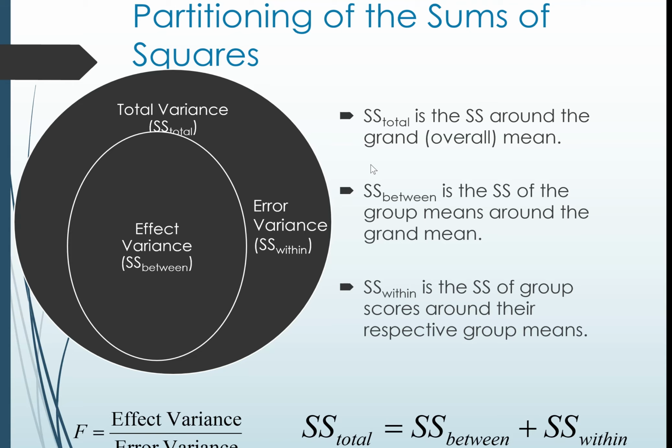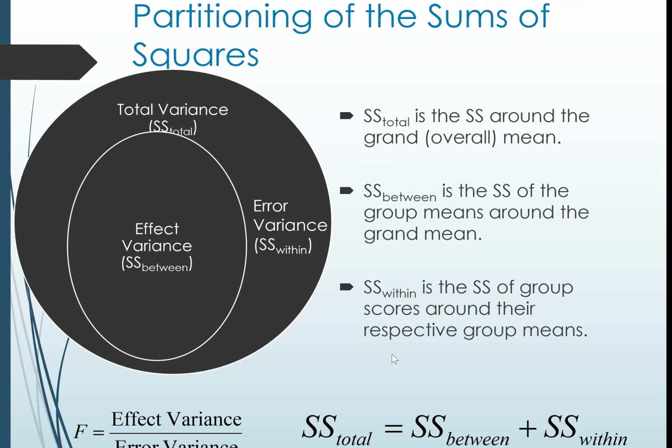However, we also need to take into account error, or what's sometimes also called sum of squares within. The sum of squares within is the sum of the squared deviations of the individual scores within a group around their respective group means. So that's a way that we measure the error. If the scores are pretty tightly bunched around their respective group means, then there will be less error. If they are spread out around their group means, then there will be more error, or more sum of squares within.